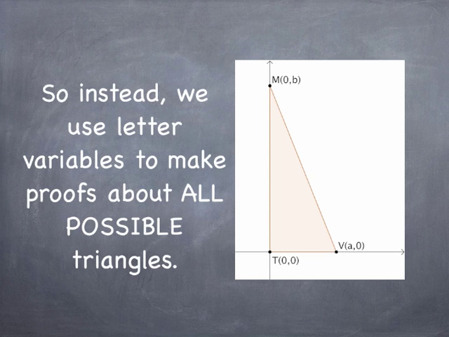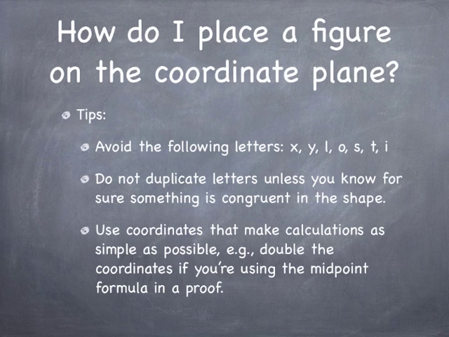Let's practice with that a little bit. So some tips. When you're placing a figure on the coordinate plane, it's good to avoid these letters: X, Y, L, O, S, T, and I, because they're occasionally confused for other letters. Also, don't duplicate any letters. Don't have repeated letters unless you know for sure that there are some congruencies in the shape. And then lastly, use your coordinates to make calculations as simple as possible. We'll work through a couple of examples like that in just a bit.